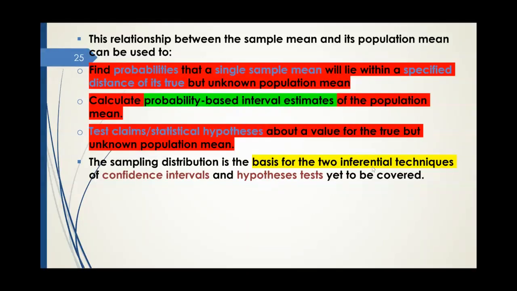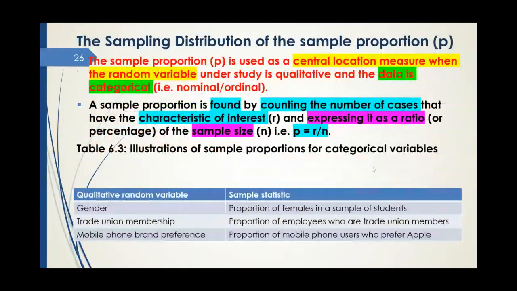Then finally, test claims and statistical hypotheses about a value for the true but unknown population mean. You're going to see this in learning unit 8, the very next learning unit. The sampling distribution is the base for the two inferential techniques of confidence intervals and hypothesis tests yet to be covered. I told you guys the slides are reading my mind.